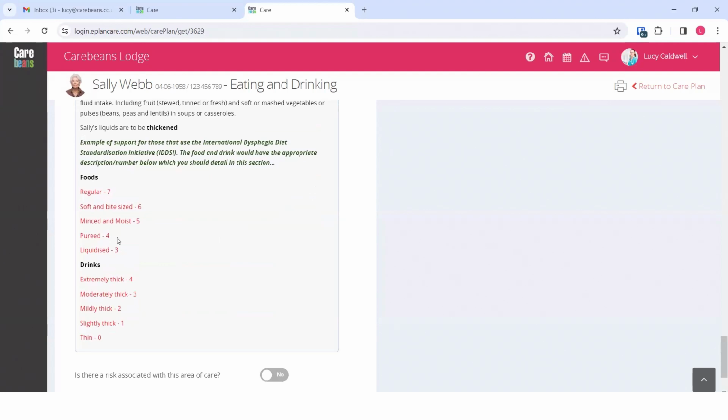I put this in place as well because this is just more of an example. She wouldn't be all of these. She's only going to be one or the other. But I've just put this as an example so that you can see the IDDSI. So it's this International Dysphagia Diet Standardisation Initiative.